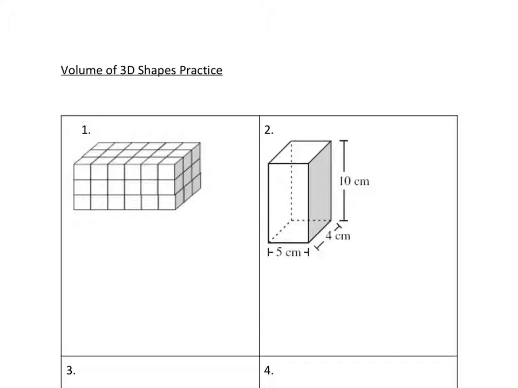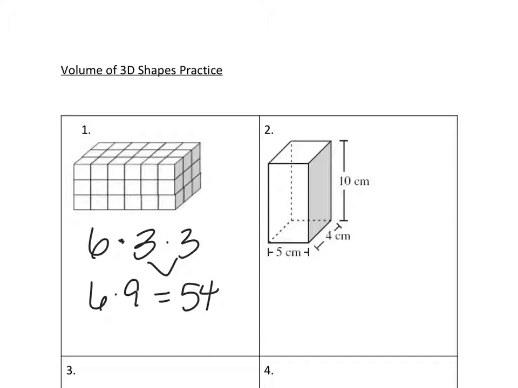All right, so now for these, let's just count up, see what we have. So we have 1, 2, 3, 4, 5, 6 across. Times 1, 2, 3 deep. Times 1, 2, 3 high. So we've got 6 times 3 times 3. Well, that gives us 6 times 9, which is going to equal 54, and we're just going to call that units cubed because we're not sure what it is.